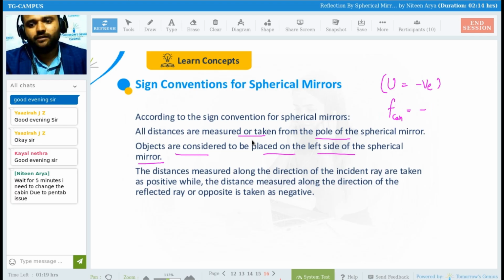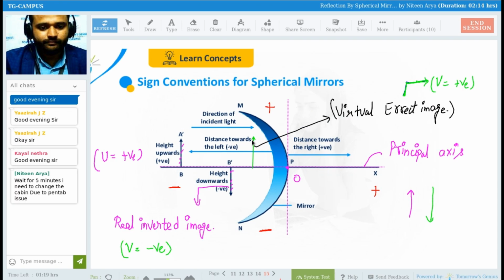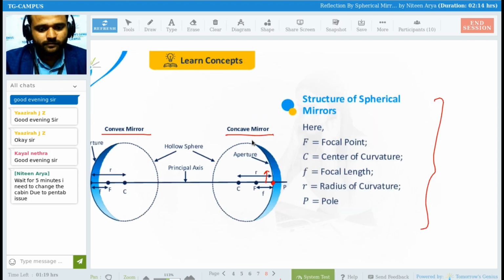Okay, I can give it here downward. Wait for a minute. This is your concave one. Just a minute. Yeah. With this, you're going to understand clearly.